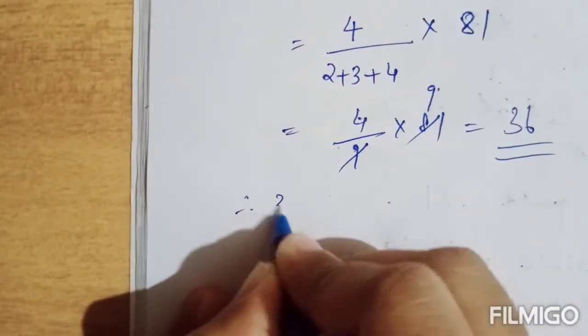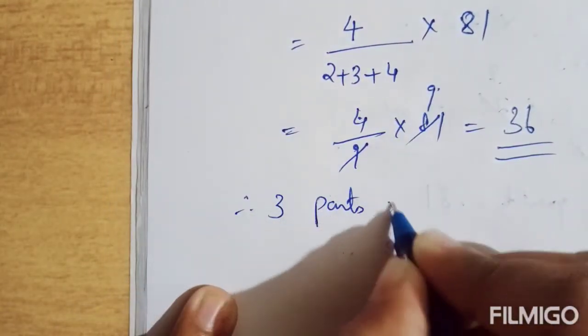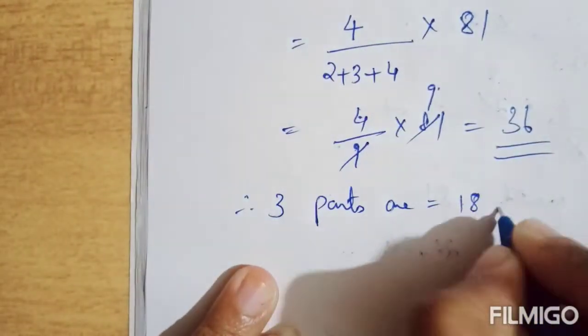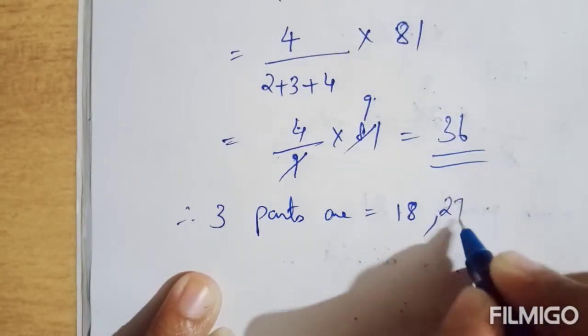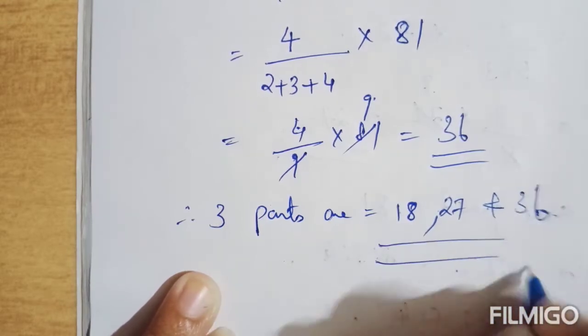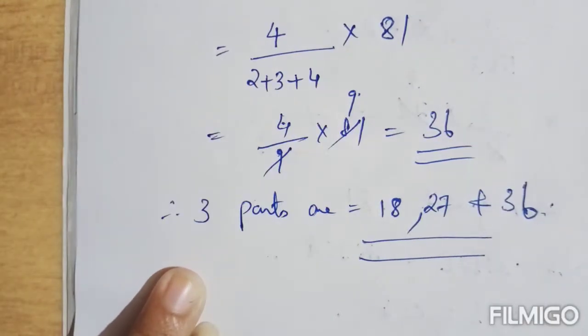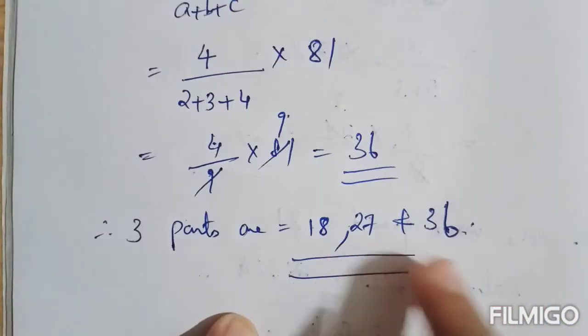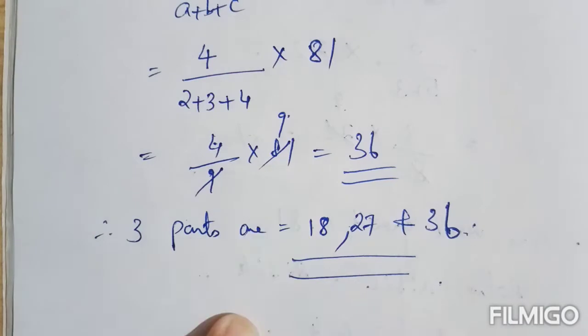Therefore, what are the 3 parts? Therefore, 3 parts are, first part it is 18, second part it is 27, and third part it is 36. 18, 27 and 36. Okay, on adding this you will get 81 only. 18 plus 27 plus 36, it will be 81.